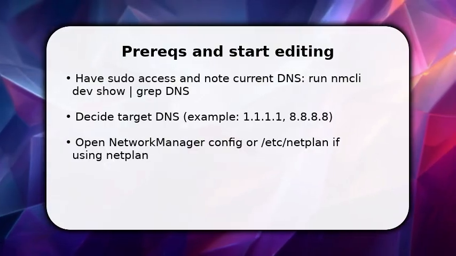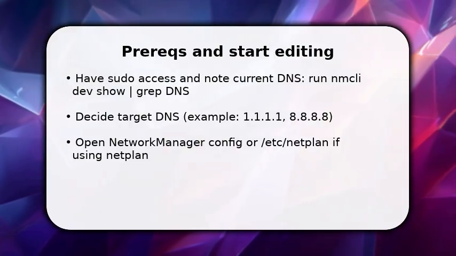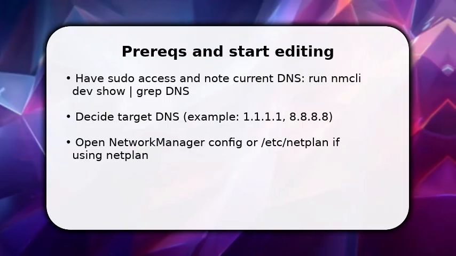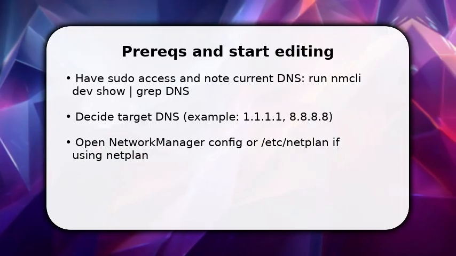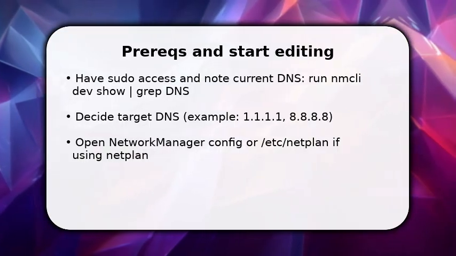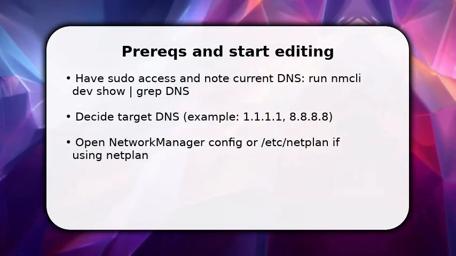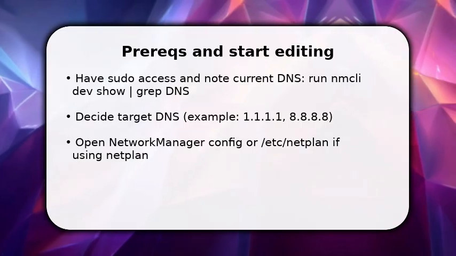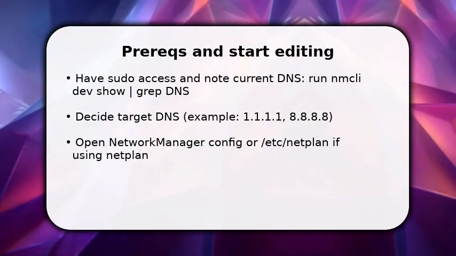You have sudo access and a terminal open. Start by checking current DNS to confirm change is needed. Once done, pick your new DNS servers, for example 1.1.1.1 and 8.8.8.8, and identify whether your system uses Network Manager or Netplan. Make sure to use the appropriate config path, Network Manager connections or /etc/netplan YAML.